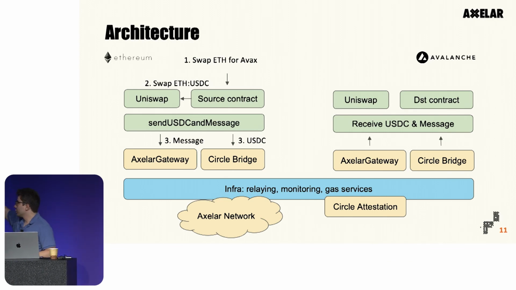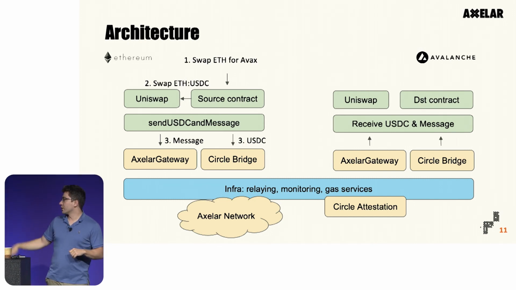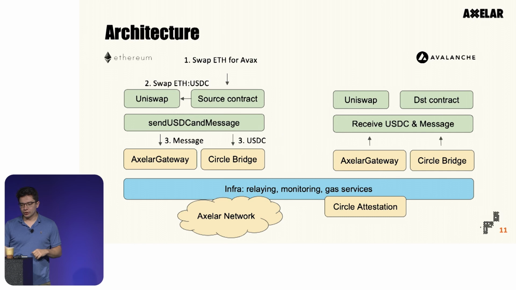And then on the destination chain, you have the reverse flow, right? Where Circle bridge mints the USDC. Axelar gateway validates the message and the intent that the user wants to execute. And then everything gets combined in another smart contract, which performs a swap on the destination chain to swap USDC for your destination asset and give the result back to the user. Right, so that's the flow end-to-end.